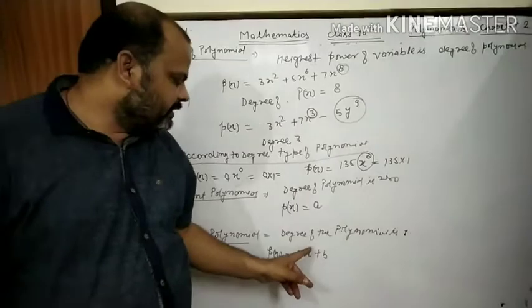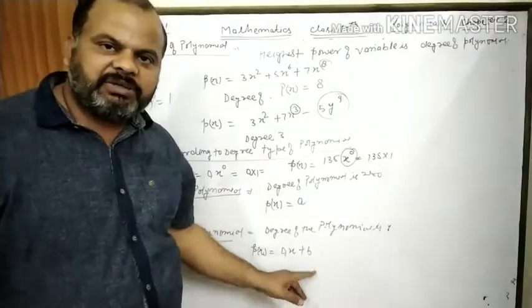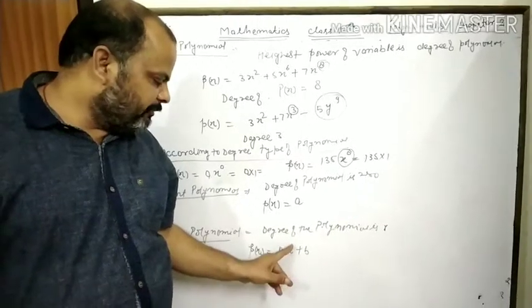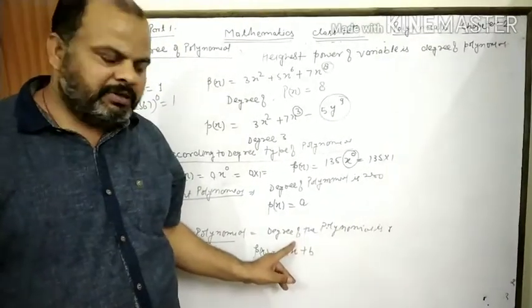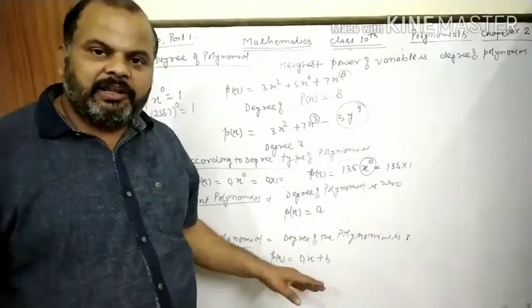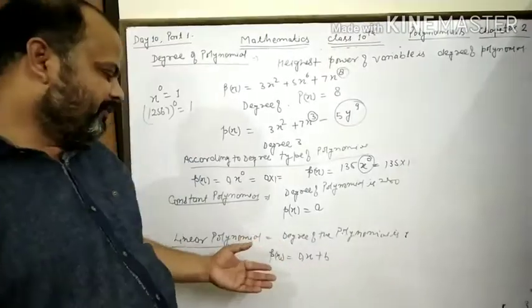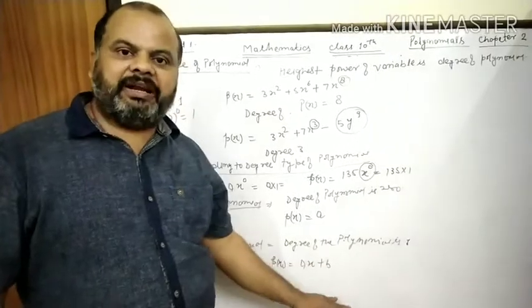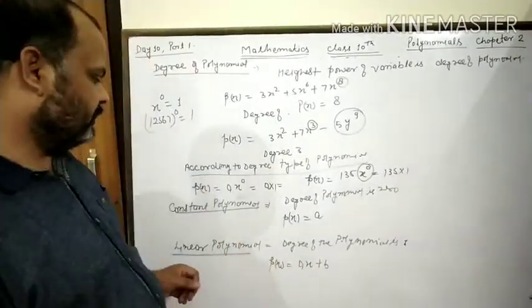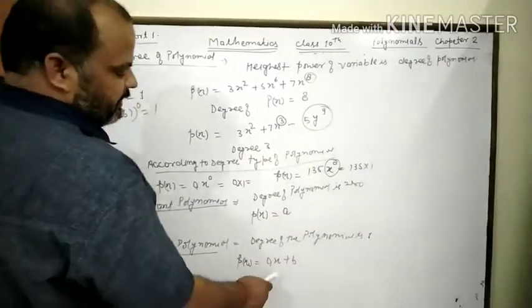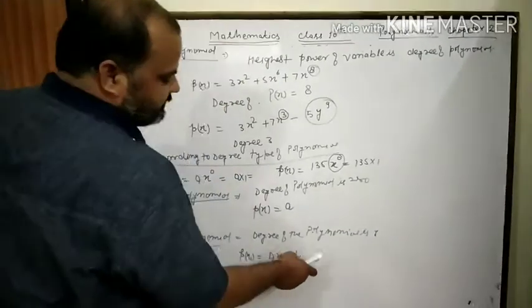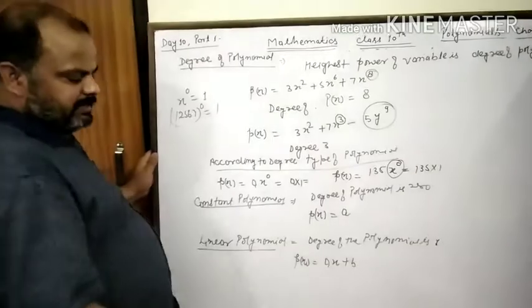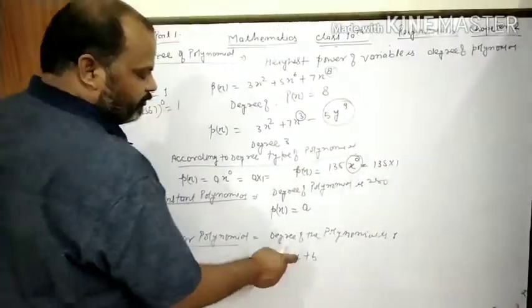Here a and b are real numbers or constants, and x is the variable. The power of x is 1. Clear? That's why it is called the linear polynomial. And if you want to represent it on a graph, then you get a straight line. Clear? And it intersects the x axis at a fixed point because it has power 1.